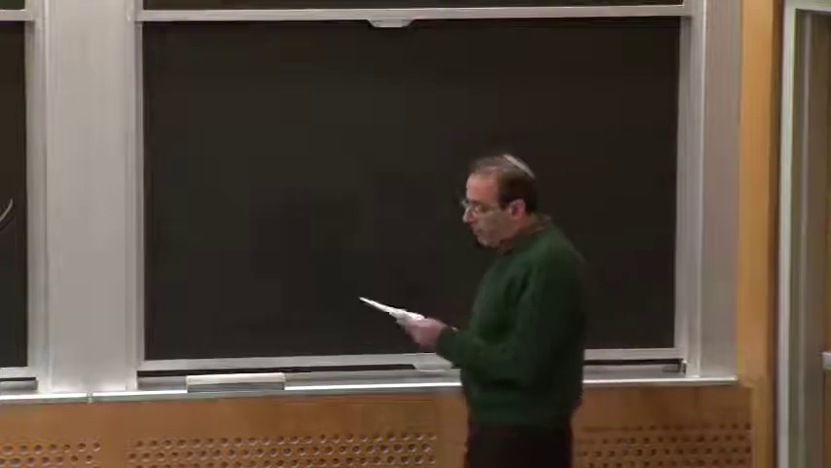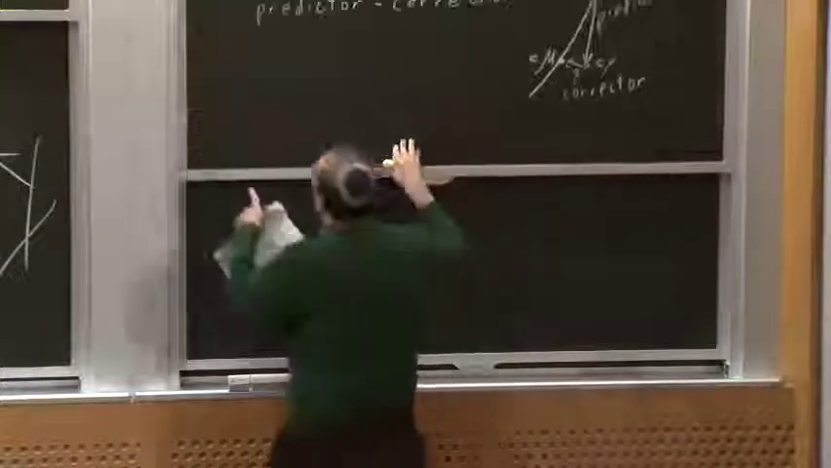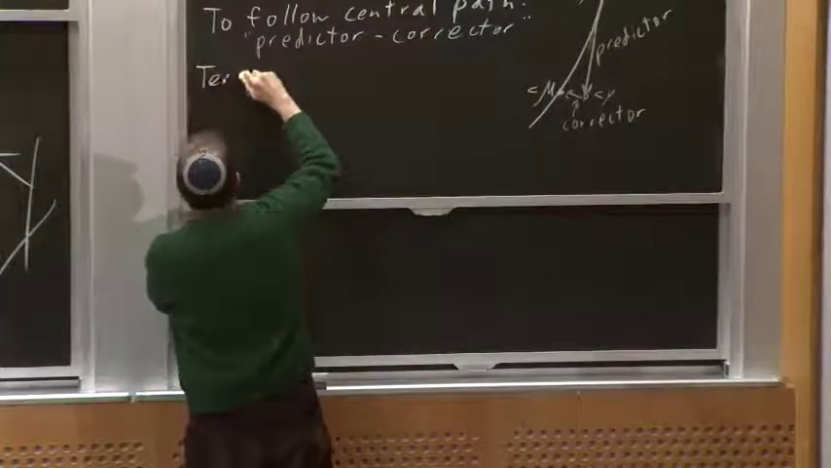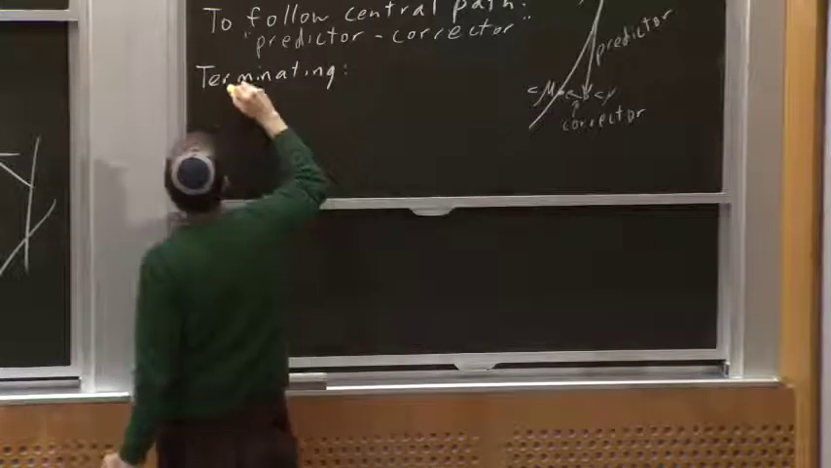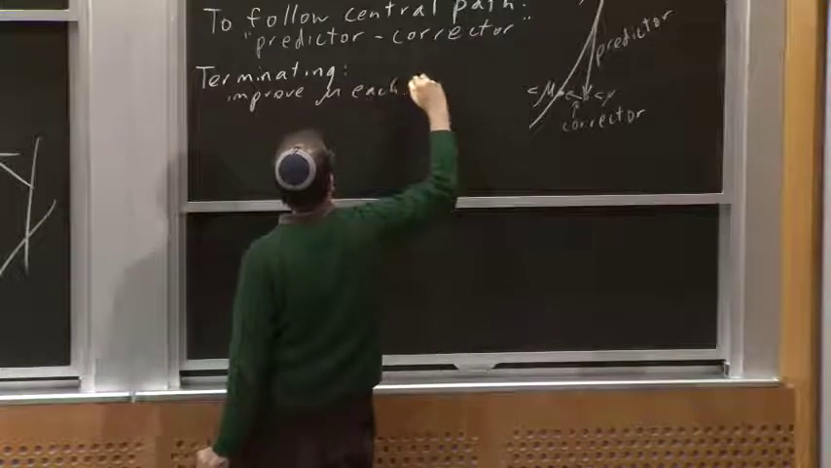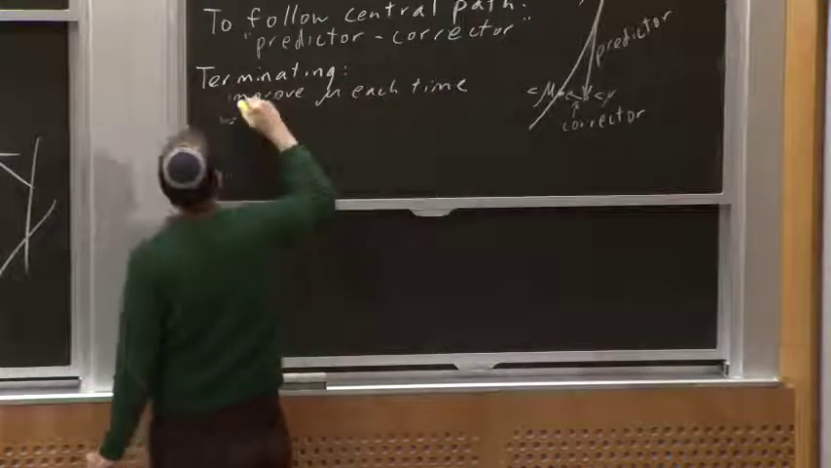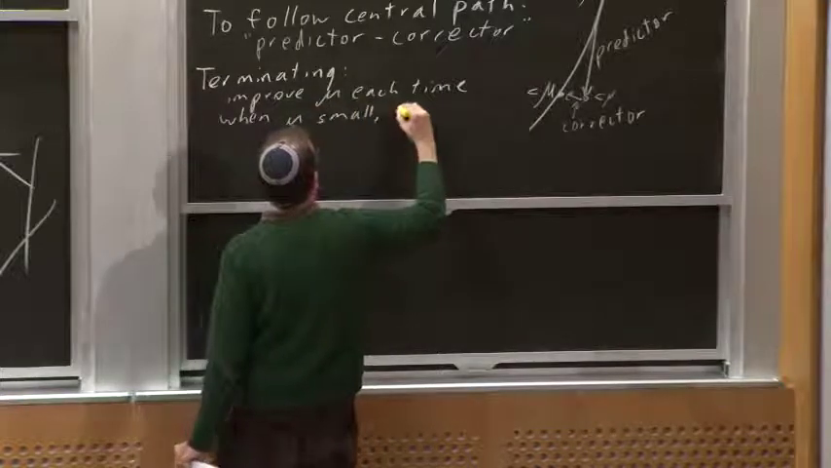Okay, so how do we do the predictor step? Actually, before we get to that, let's just talk about terminating. So we're going to improve mu each time. And when mu is small, we're going to declare victory.